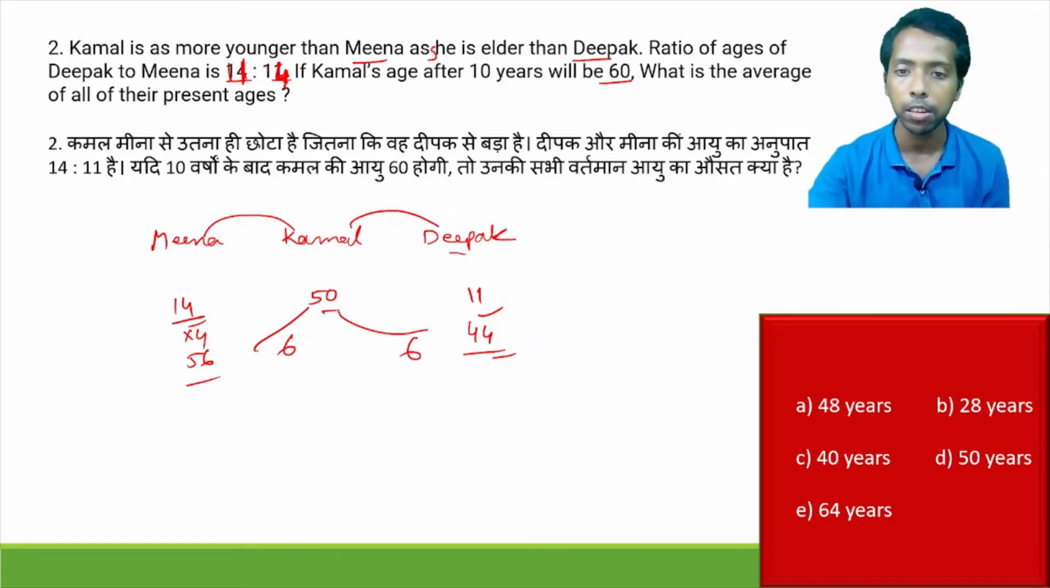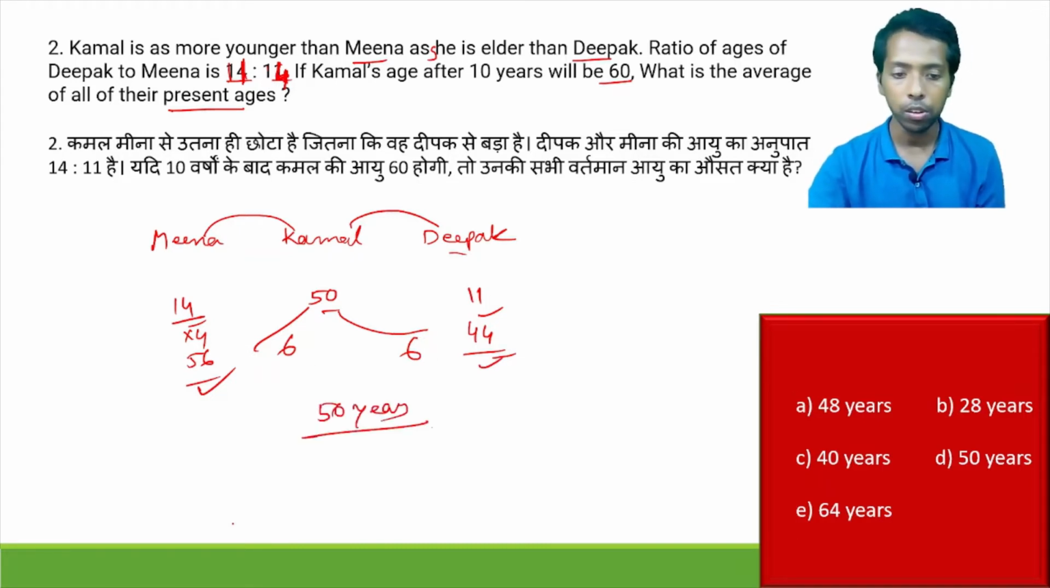What is asked? What is the average of all their present ages? This is 6 less than 50, this is 6 more than 50 for Meena, and this is 6 less than 50 for Deepak. That is, the average age is 50 years again, right? So option D is the correct choice.